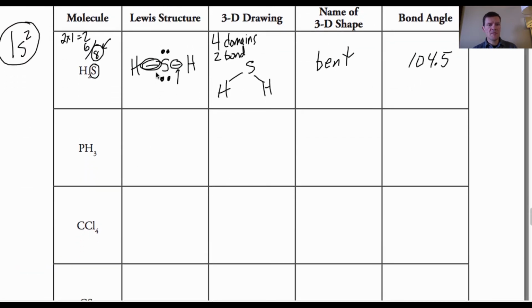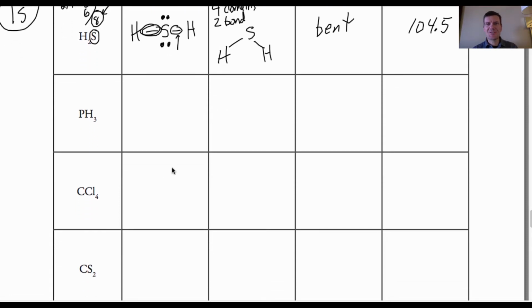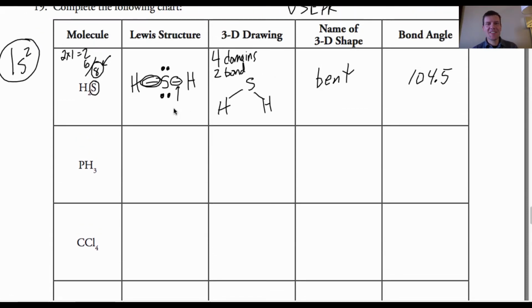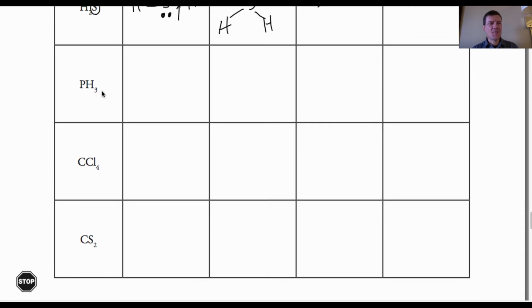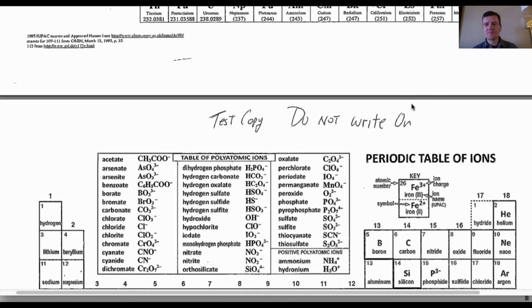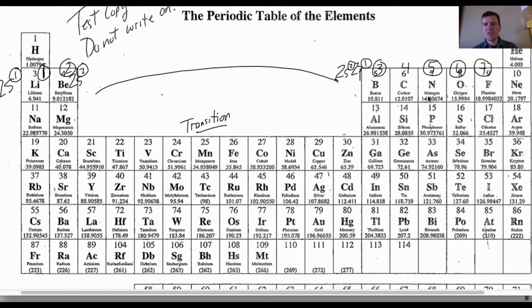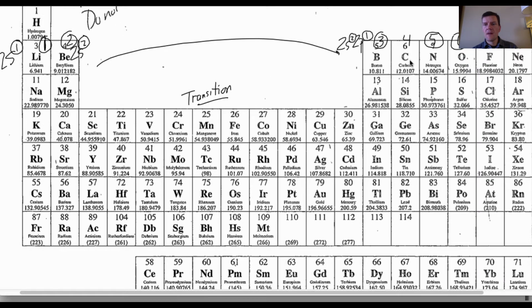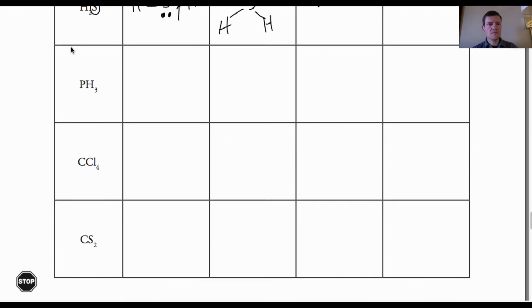Let's move forward here, and I'm going to do the rest of these Lewis structures. I said I was going to do all the Lewis structures, and then I got caught up in the 3D drawing there. All right, PH3. Let's go to our periodic table. Our phosphorus is in the nitrogen group. It's got 5 valence electrons, and hydrogen each has 1. So that's 5 and 3 more. We're also going to have 8 valence electrons here.